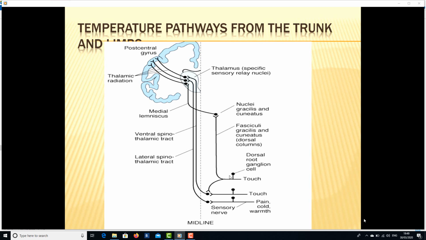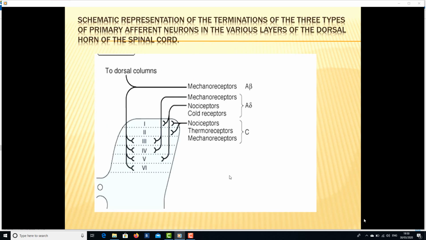They are going to ascend and they're going to relay over there in the thalamus again, as well as in the reticular substance of the brainstem. Then from there the third order neurons arise and they are going to go to the postcentral gyrus, which is the somatic sensory area 1, and that is going to give us the perception of different ranges of pain and temperature.